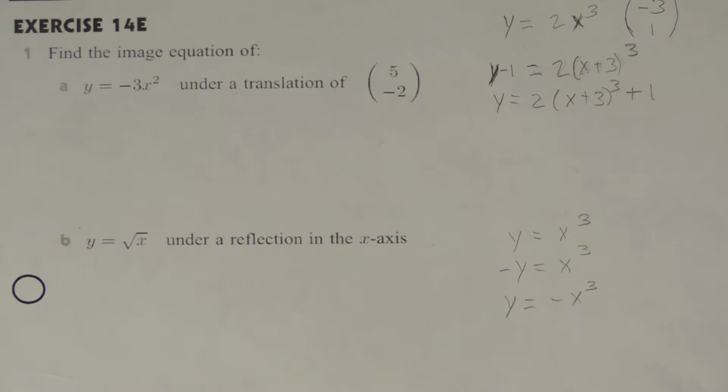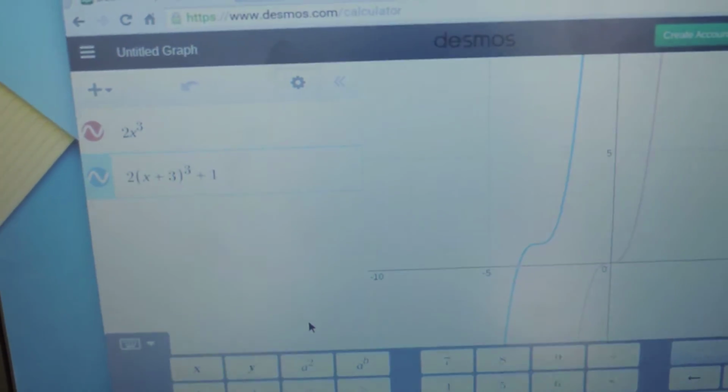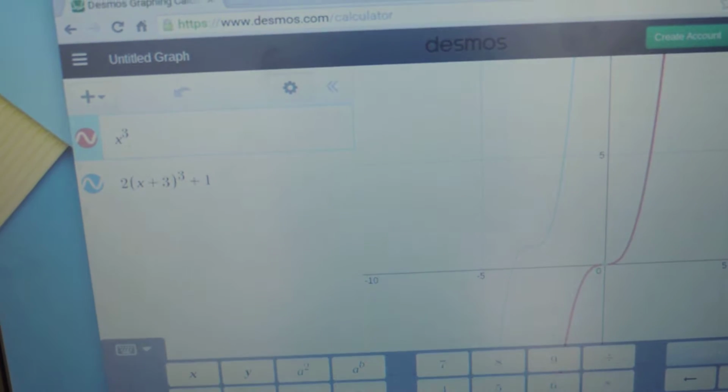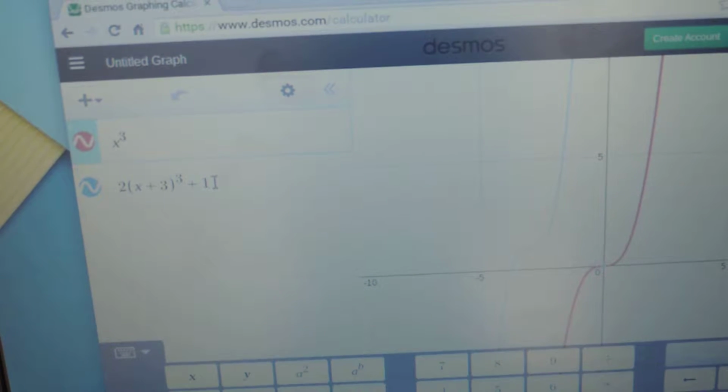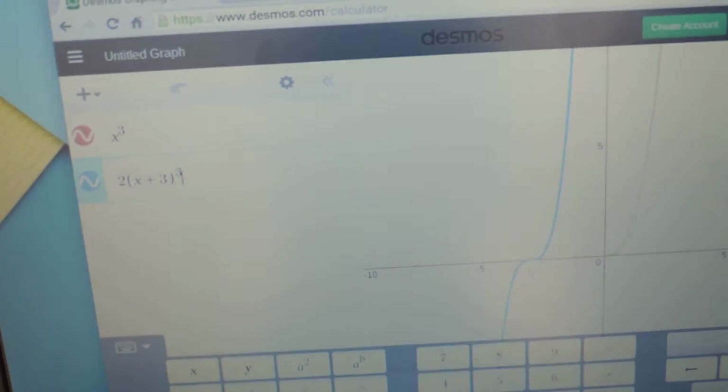Once again, I'm going to graph that on Desmos.com and see if that actually happens. So I still have my x to the third. I'm just going to change this to negative x to the third, I'm sorry.